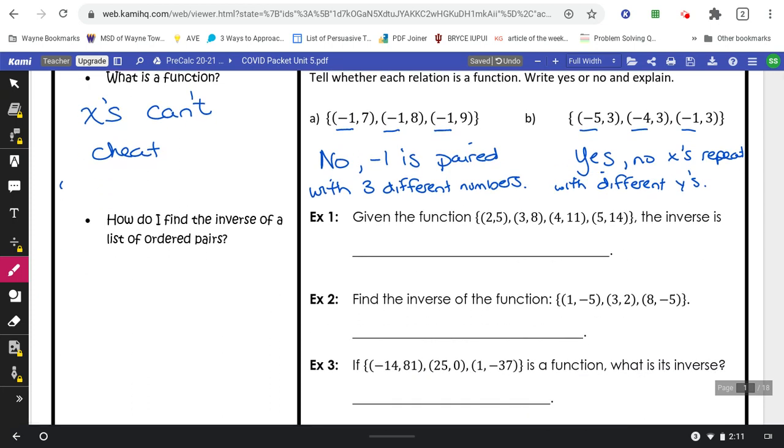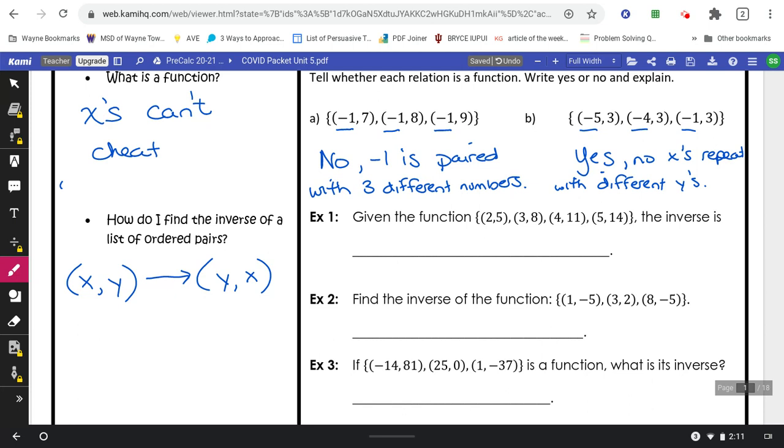All right, let's look at the next part. Now we're going to get into inverses. How do I find the inverse of a list of ordered pairs? So what we're going to do, ordered pairs come in the form x, y. And in order to do the inverse, we're just going to switch that to y, x. You're not changing anything else. Don't change the signs. Just flip the order.